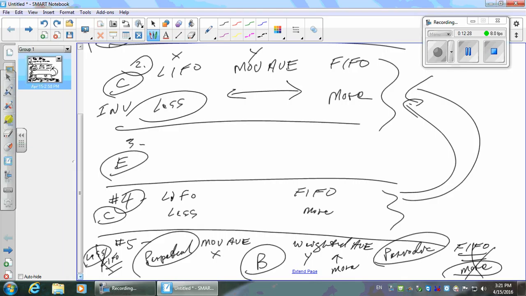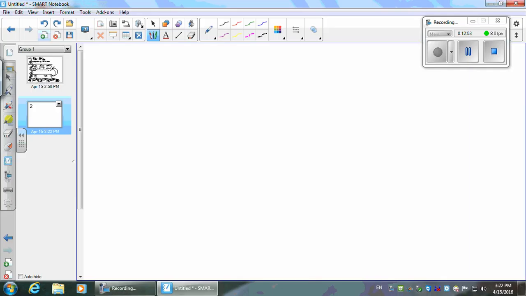So weighted average, you'd have more cost of goods sold, less inventory. Less inventory. This one would have more inventory. Is that B? Yes. Okay, good. More inventory, less inventory. Yeah, I got it. So it does make sense. Okay, good. Let's try it.